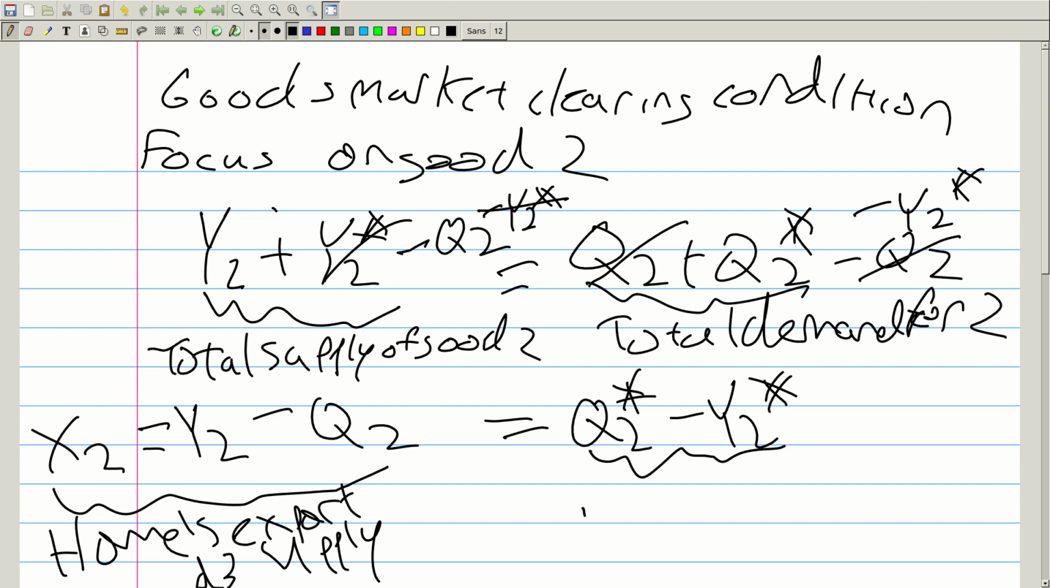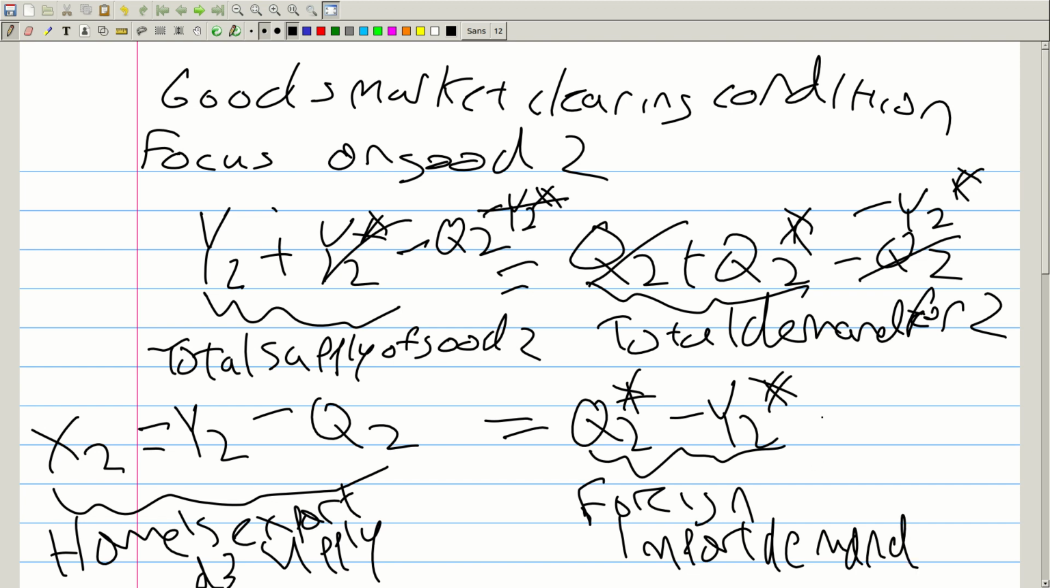And this is foreign's import demand for good 2. Okay, what if it's really foreign who's exporting good 2 and home who's importing? Well then these equations would still be correct.